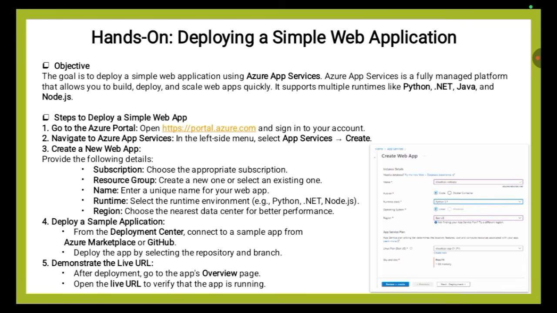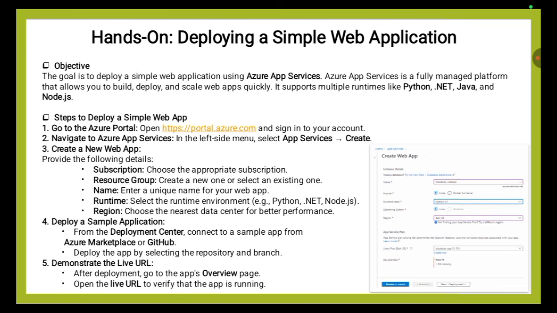4. Deploy a sample application. From the deployment center, connect to a sample app from Azure Marketplace or GitHub. Deploy the app by selecting the repository and branch. 5. Demonstrate the live URL. After deployment, go to the app's overview page. Open the live URL to verify that the app is running.